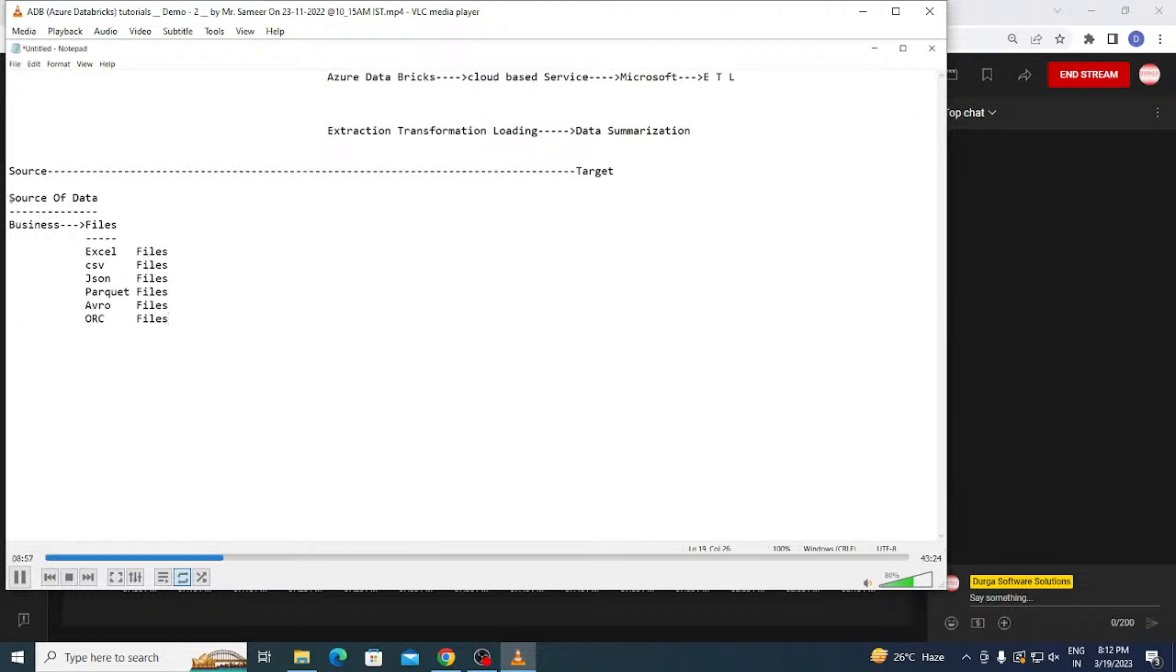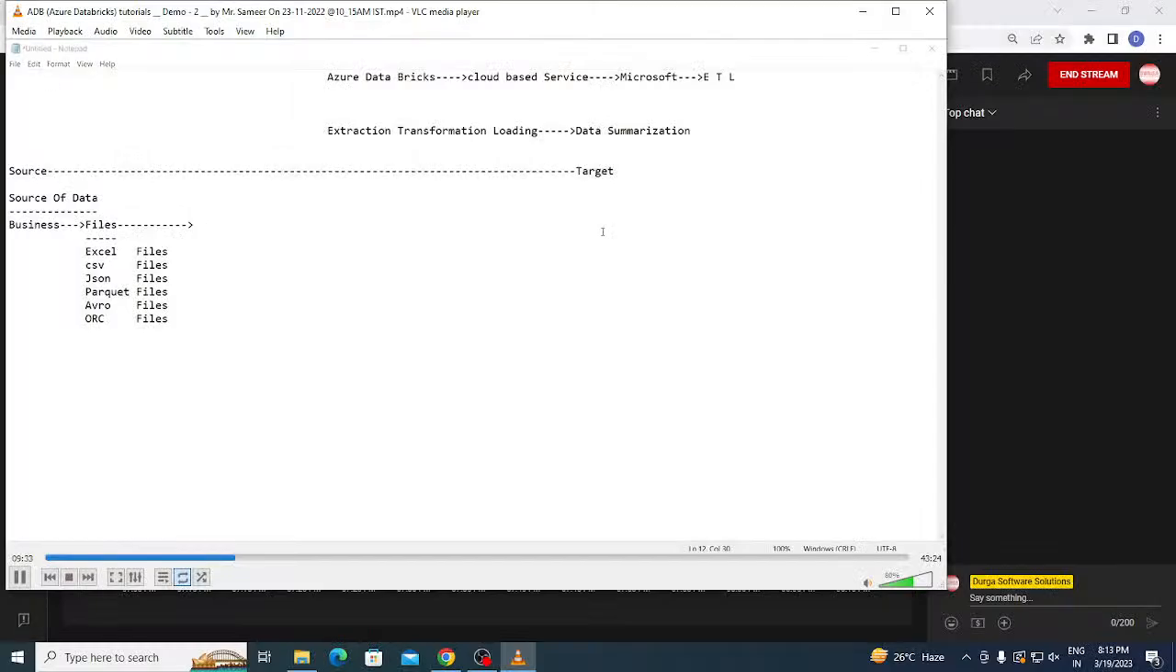That means we get the data ultimately from the business, and this is recorded in the form of files: Excel files, comma separated value files, JSON files, Parquet files, Avro files, ORC files. Don't worry about the files. Once we get into the subject, I will explain each and every file. So this is the data we get from these files.